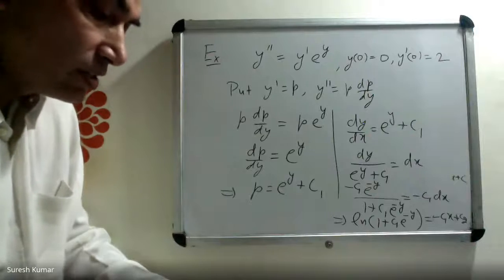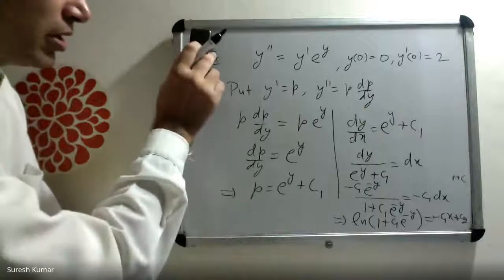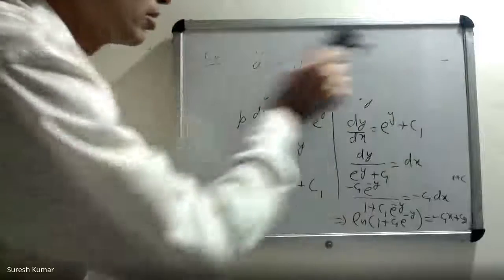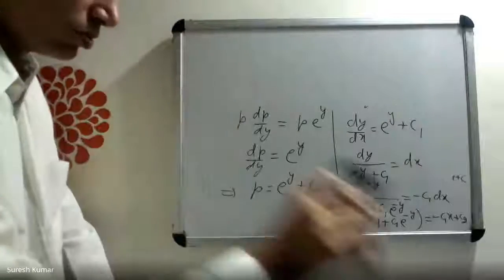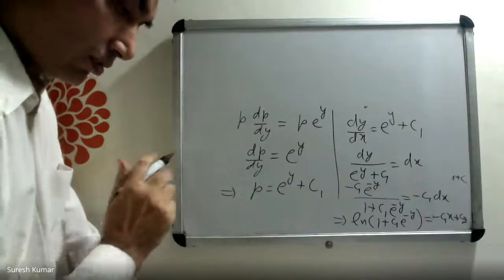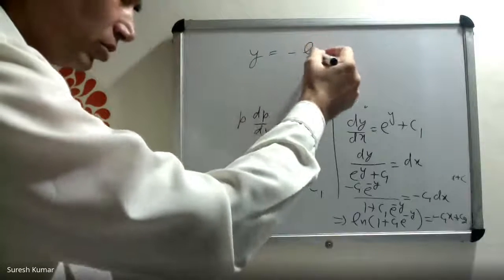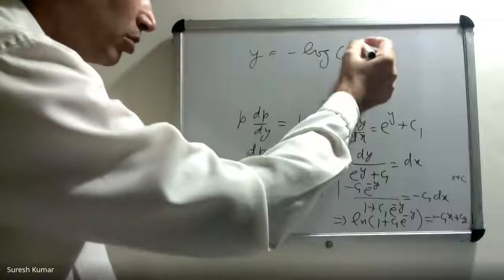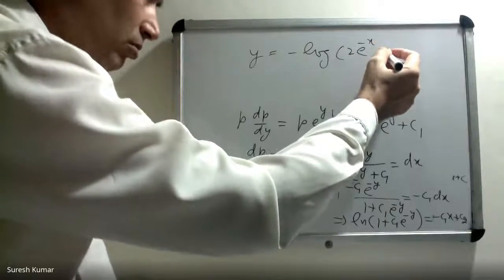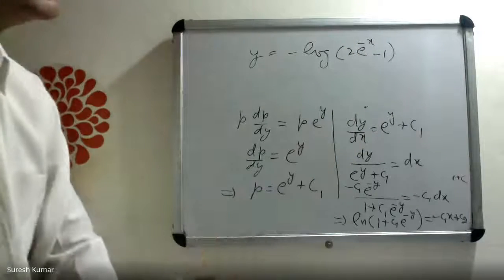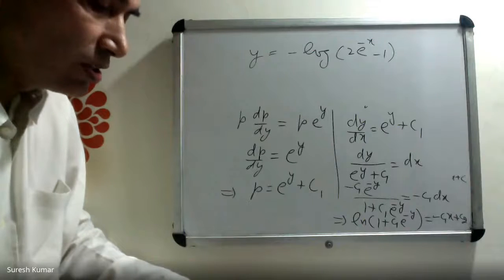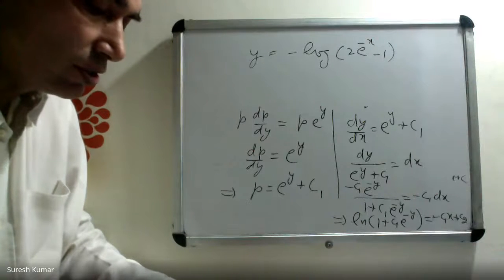Okay, I'm writing the answer for you. Please verify it when you get time, because time is over. Students will go to the next class. Y equal to minus log of 2 e power minus x minus 1. This is the final answer once you find c1 and c2 and substitute back.